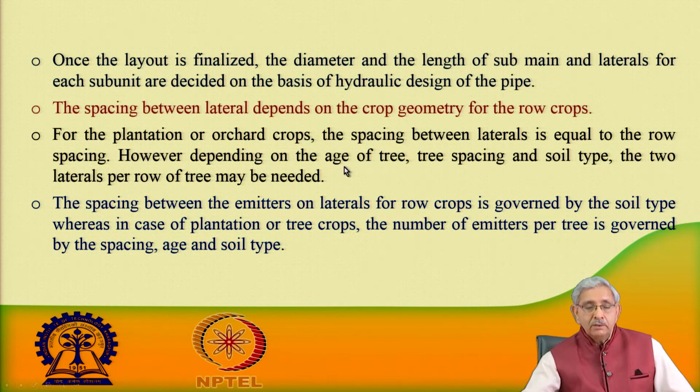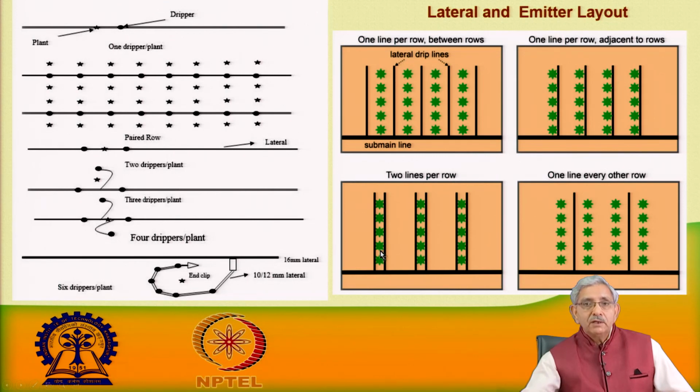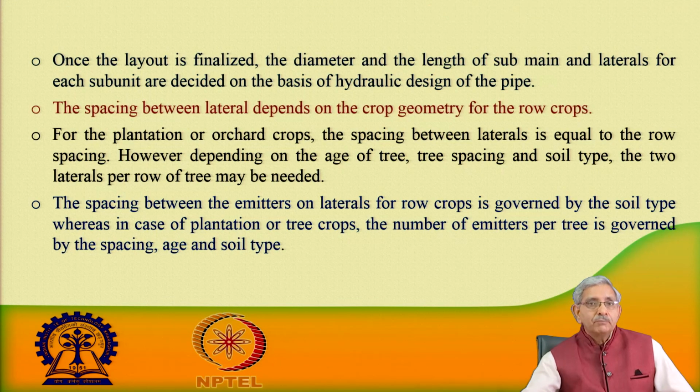However, depending on the age of the tree, tree spacing and soil type, 2 laterals per row of trees may be needed. This is what I was telling you: this kind of thing will happen particularly for orchard crops which are aged, where the water requirement is high. The spacing between emitters on the lateral for row crops is governed by soil type, whereas in the case of plantation or tree crops, the number of emitters per tree is governed by the spacing, age and soil type.